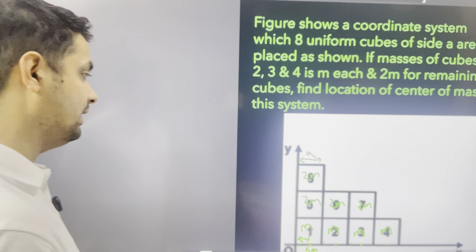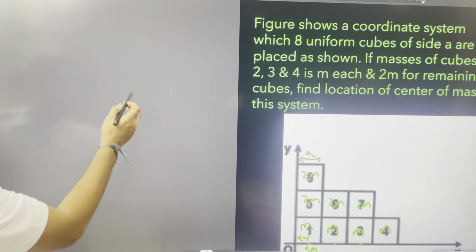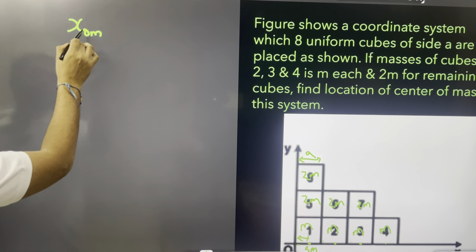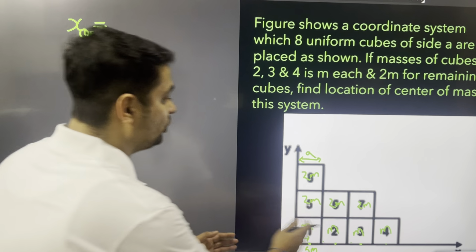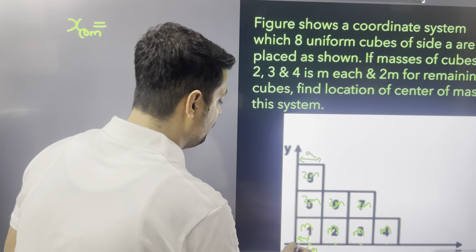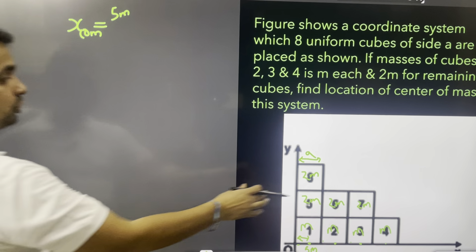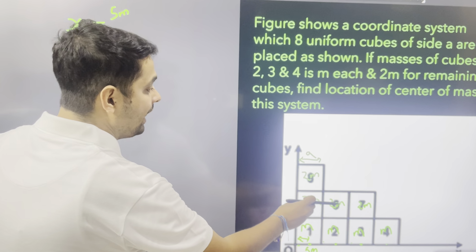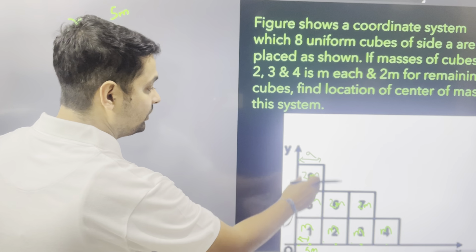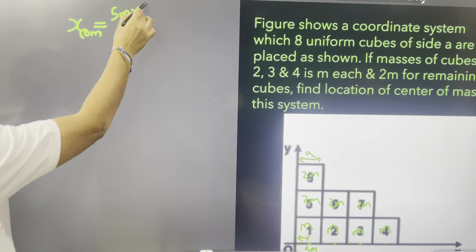So we will write the x coordinate first. For the x center of mass, first 5m is at a by 2 distance from the origin along the x-axis. Total 5m is represented at the x center of mass of this system, and this 5m is at a by 2 distance from the origin because the cube is uniform. So 5m into a by 2.